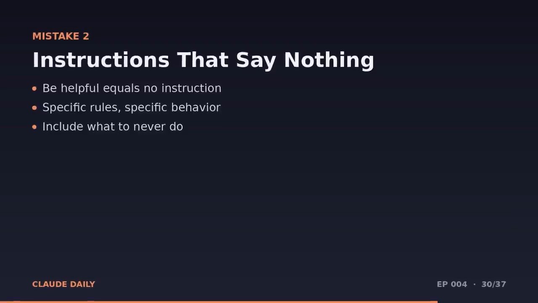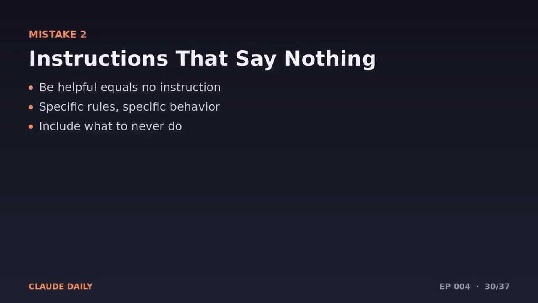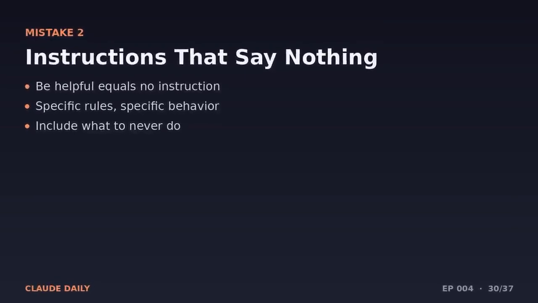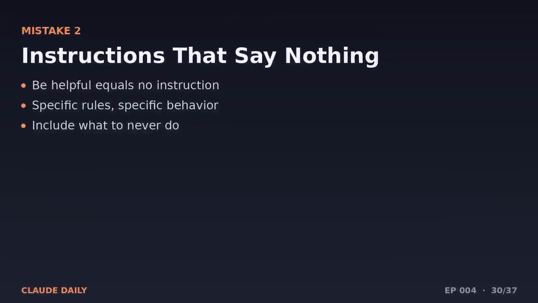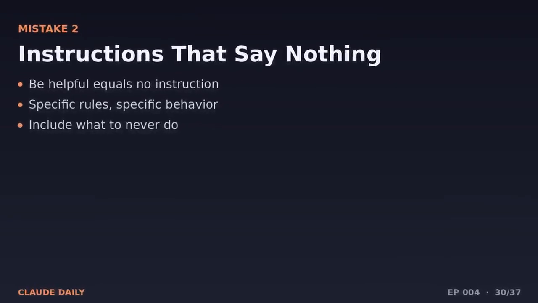Mistake 2, vague instructions. Be helpful and professional tells Claude nothing. Compare that with, challenge my assumptions, cite the specific file you used, and never suggest paid advertising. Specific instructions produce specific behavior. Vague ones produce the same generic assistant you were escaping.